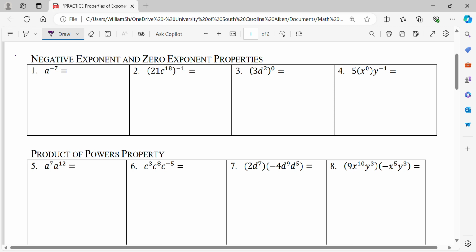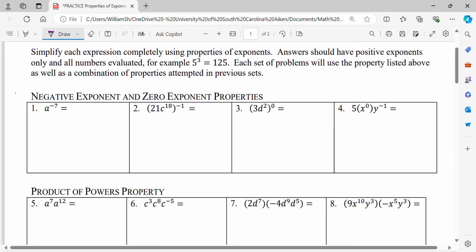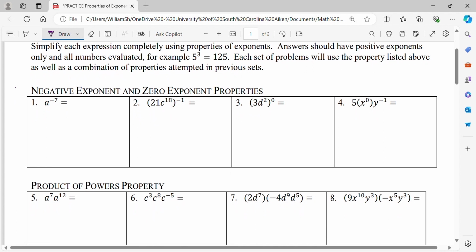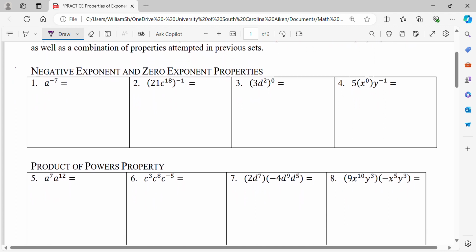You can read the instructions there above. Simplify each expression completely using the properties of exponents. Answers should have positive exponents only and all numbers evaluated. Let's see what we can get.